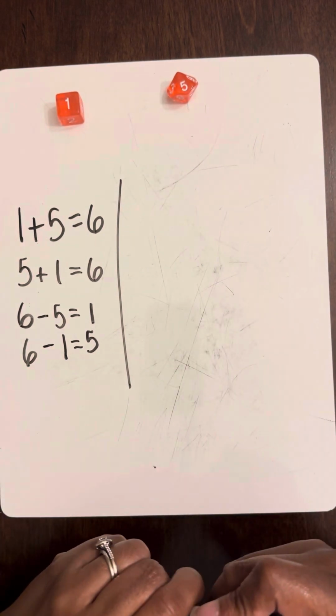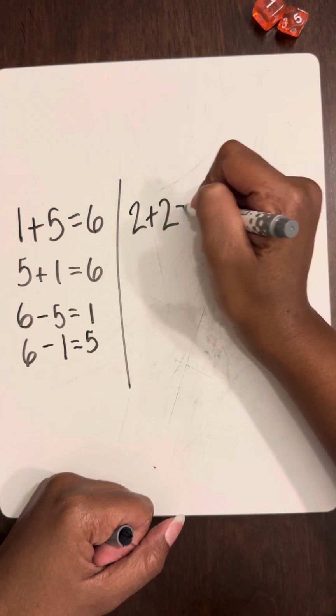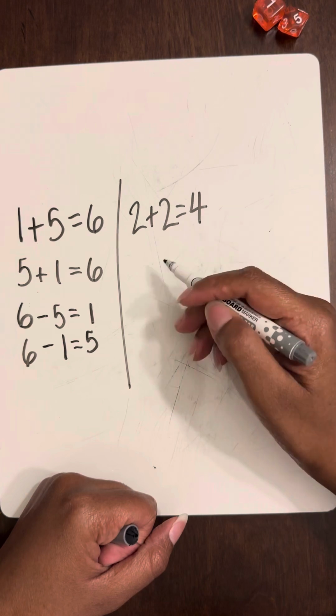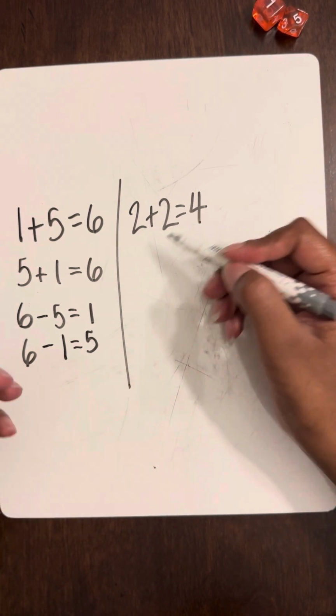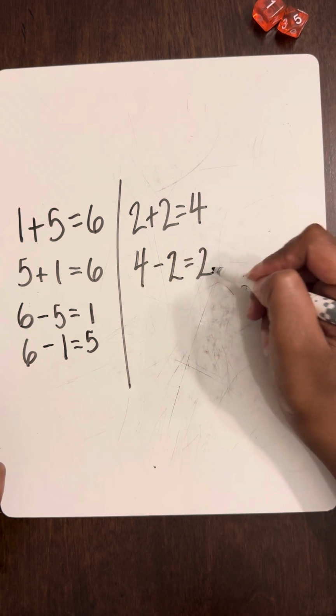There are some special situations. For example, if we have 2 plus 2, we know that that is 4. Now, we don't need to flip it around and write 2 plus 2 again because it's just a repeat. But we still need to have 4 minus 2 equals 2.